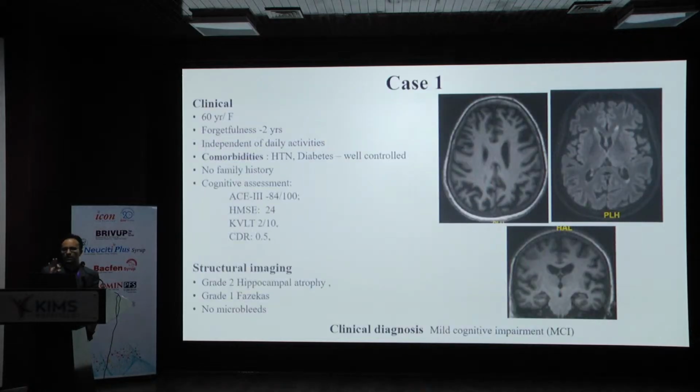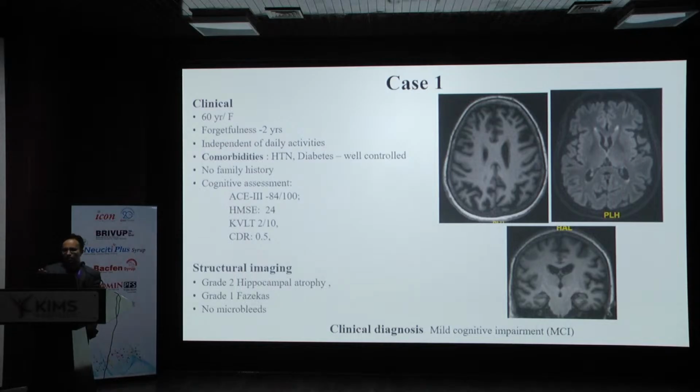So I'll go to a few interesting cases which we came across these days, because we have taken some initial baby steps while doing amyloid scans and blood-based biomarkers. Case one: this was a 60-year-old lady. She came with a 2-year history of forgetfulness, independent in her activities of daily living. Comorbidities: she has hypertension and diabetes, no family history, and her ACE scores were fine. HMSE was 2, KVLT was slightly on the lower side, CDR was 0.5. The scan shows mild atrophy, grade 2 hippocampal atrophy, grade 1 Fazekas, and there were no microbleeds. The clinical diagnosis is mild cognitive impairment, as you heard since the morning from Dr. Sandeep's lecture or Ratanu's lecture.